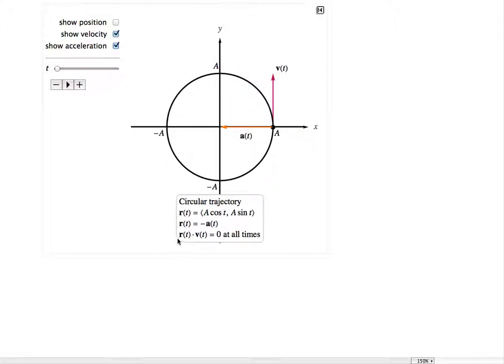Okay, so this is an important concept: for a circular trajectory, the position vector and the acceleration vector are oppositely directed, and the position vector and the velocity vector are orthogonal at all times. That's what makes a circle. For an ellipse, that's not true, because you have those acceleration areas at the corners.